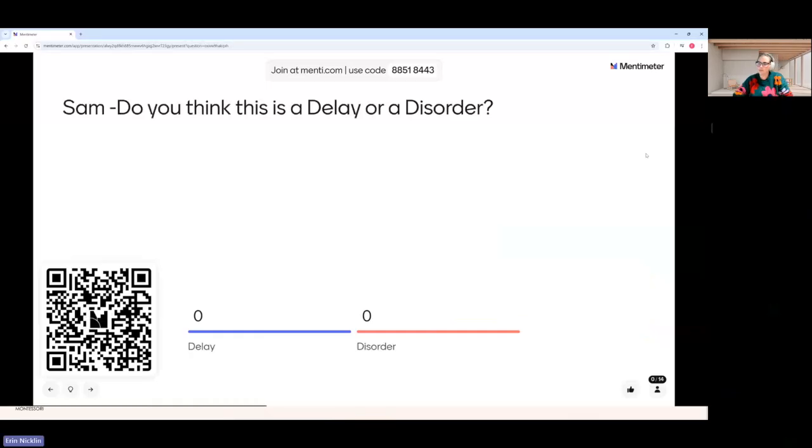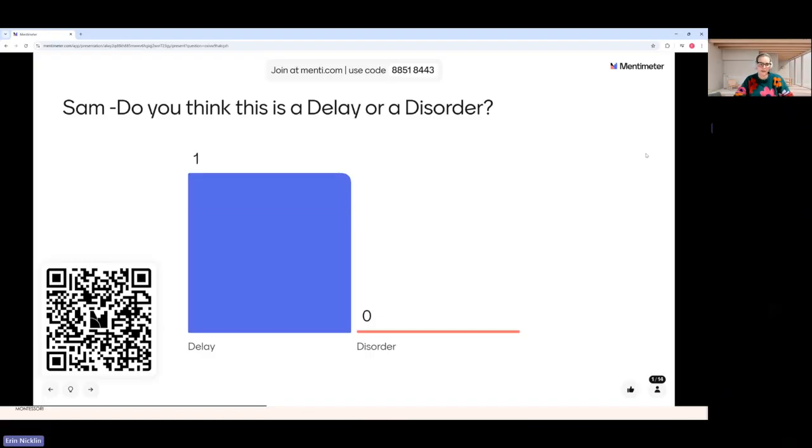Here we go. Sam. So do we think that Sam is presenting with a delay or a disorder? We're thinking understands everyday instructions, points, gestures, adding new words and vocab each week, but his parent is worried that he isn't putting the words together yet, which we would expect at about 2. So we've got delay coming through, which is great. That's exactly what we would be saying. So this is most likely a delay.